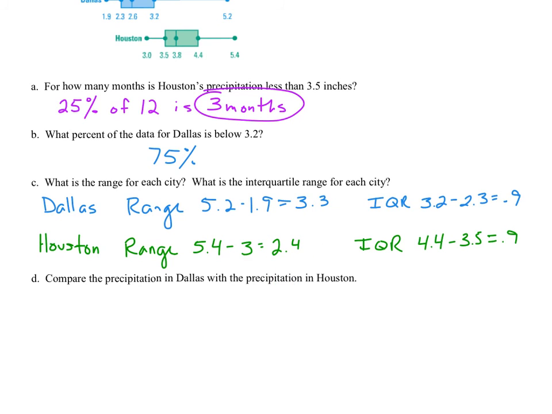Okay, so compare the precipitation in Dallas with the precipitation in Houston. There's a lot of different things you could say about this. And I will have questions like this on the test, and I'll just see whether you make a fair conclusion and can support it using the data. So you could say something like Dallas has a wider range or spread. Dallas is more spread out.